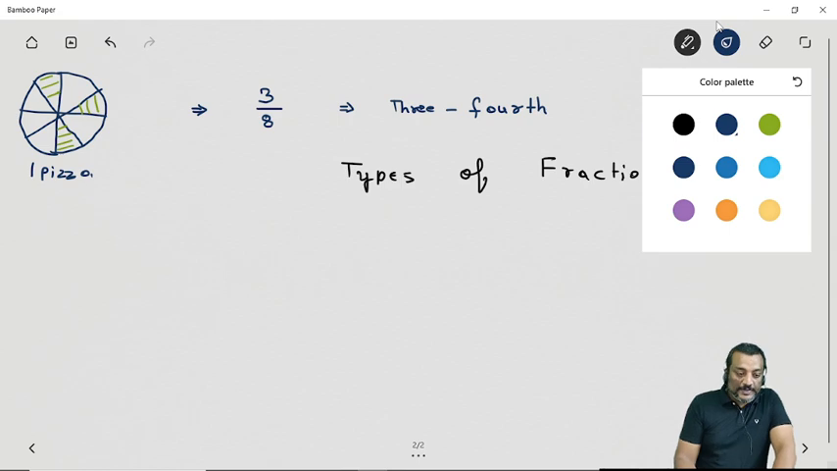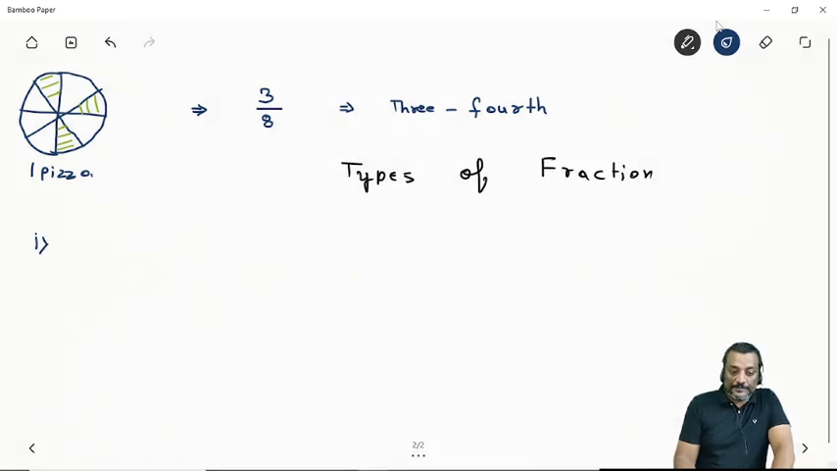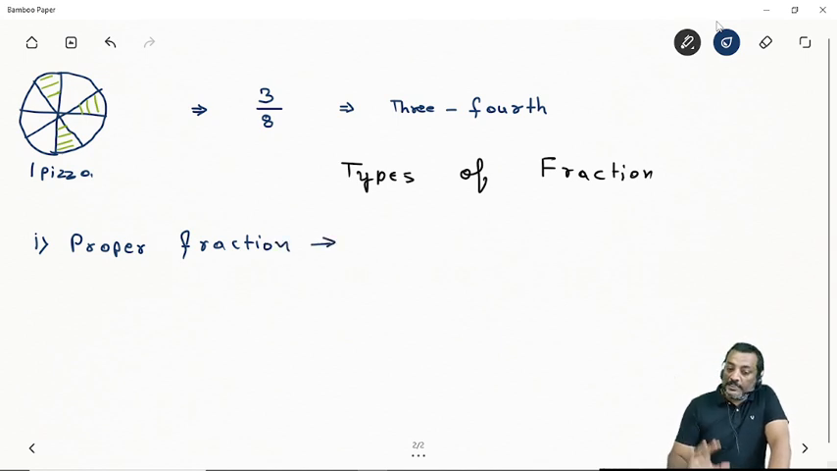So first we will see the fraction called proper fractions. Okay, so proper fractions. If I talk about proper fractions, every fraction has two parts, numerator and denominator, that you all know. Okay, so any fraction where the numerator is smaller than the denominator, okay, that is called a proper fraction.